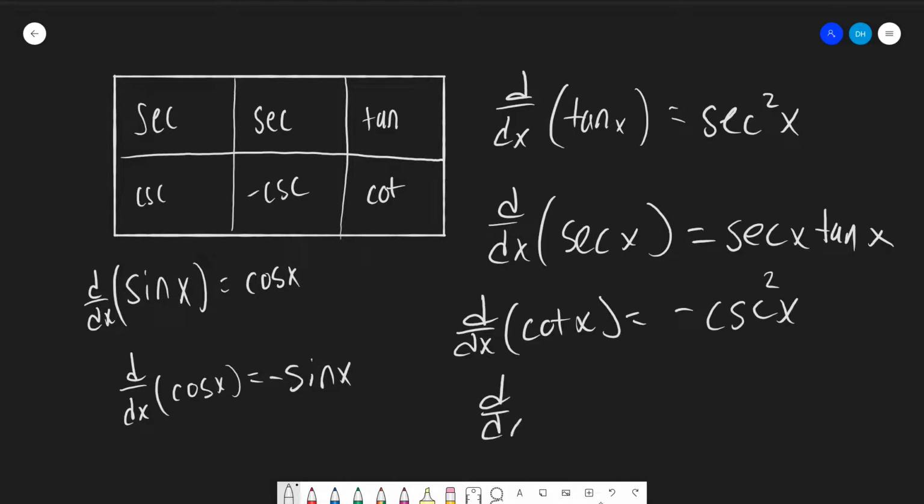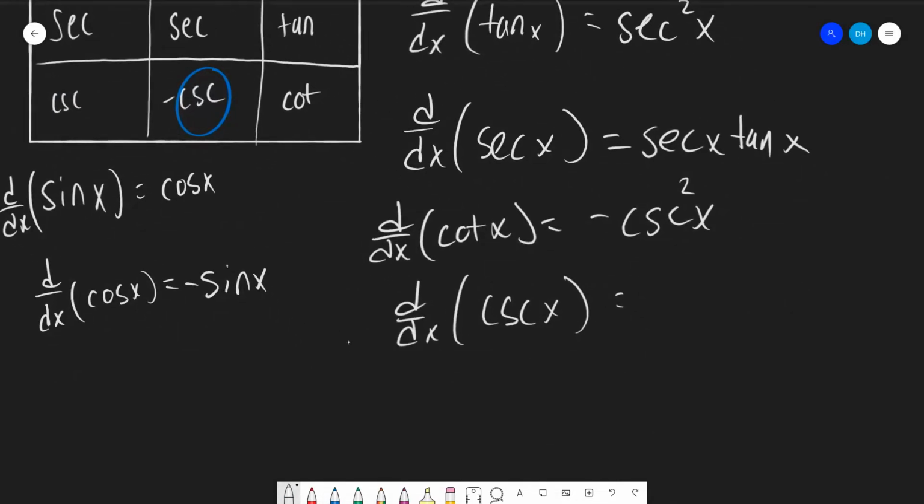And lastly, the derivative of, let's say, cosecant, sorry. Well, you look at where cosecant is, you can pick either one, this one or this one, but let's choose the middle one. Well, what's in its row? Well, you have cosecant, that negative, and cotangent. So your answer is going to be negative cosecant x cotangent x.